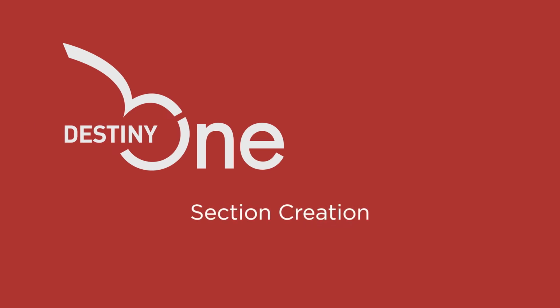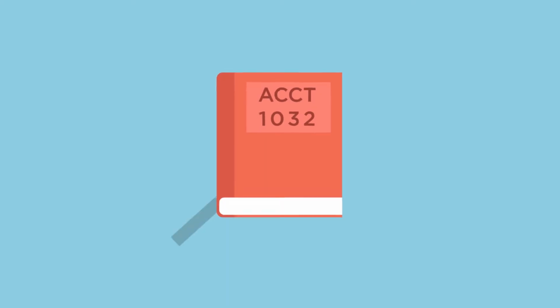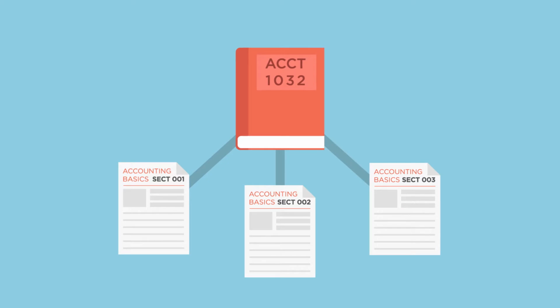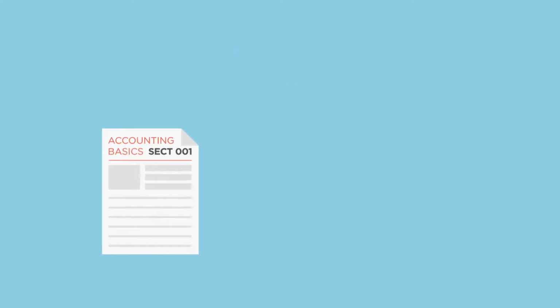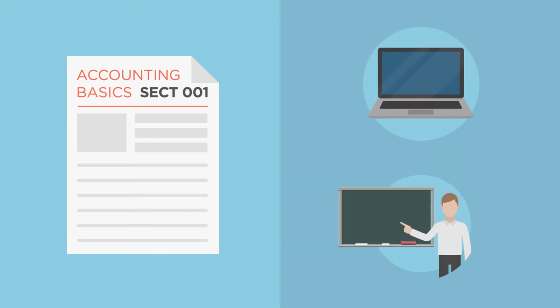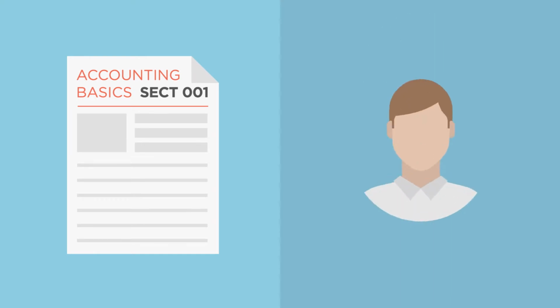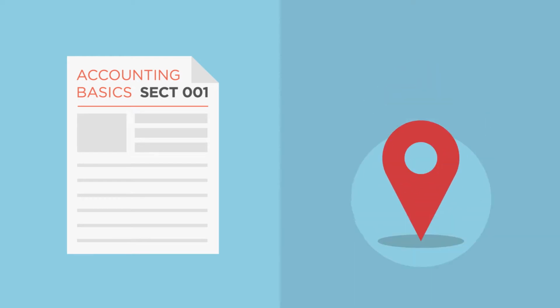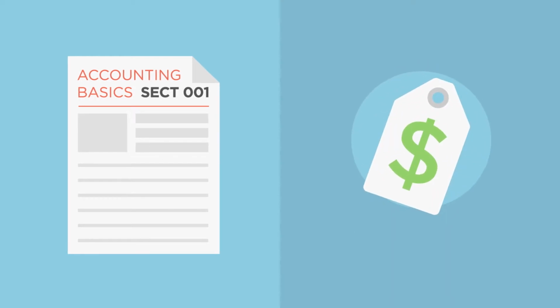In this video, we'll show you how to create a course section in Destiny 1. A section is an instance or offering of the course's curriculum. It defines when the material will be taught, how it will be taught, who will teach it, where the classes are taught, and how much it will cost.